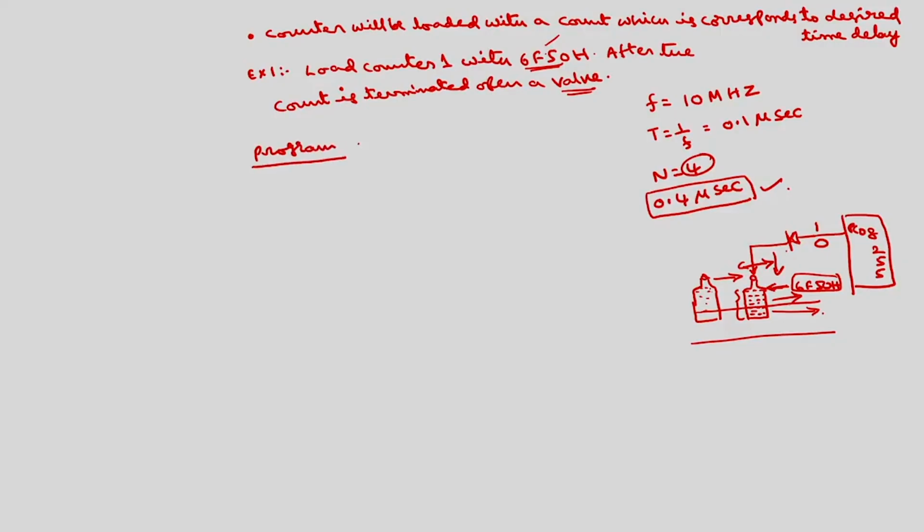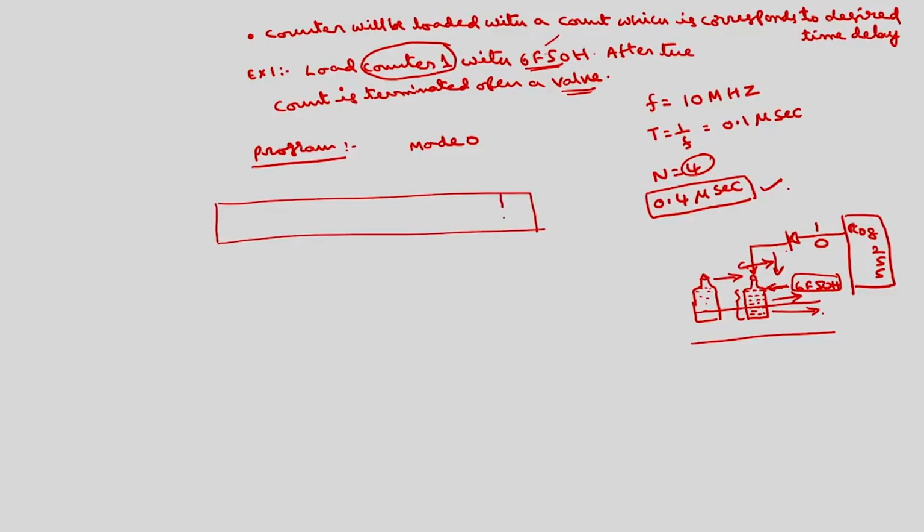Before writing the program, what will be the control words? I want to use counter 1 in mode 0, because on the terminal count we have to interrupt. So what is the control register, which you have discussed in the last lecture? This bit is 0 for binary counting. We want binary counting only. These 3 bits will decide the mode. Because we are operating in mode 0, these 3 will be 0 0 0.